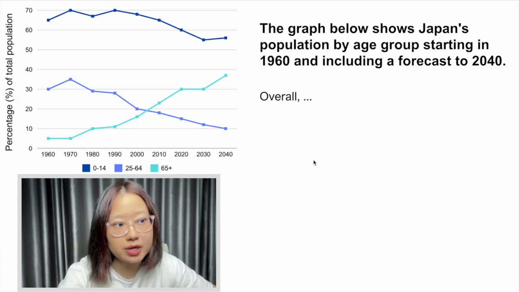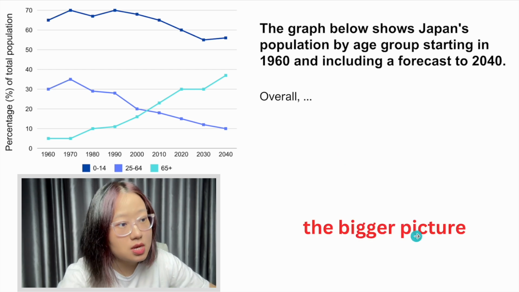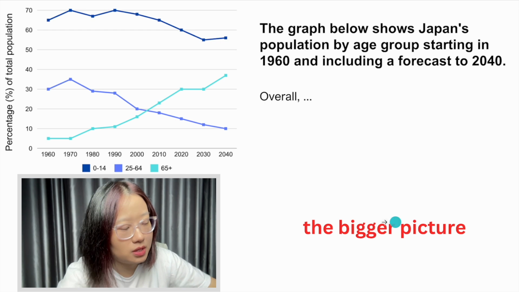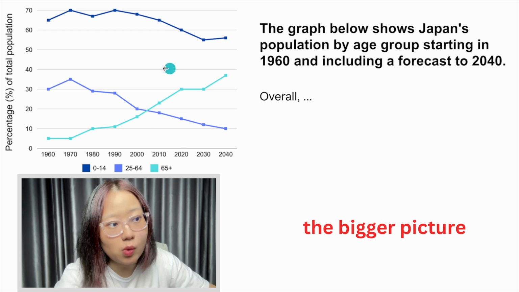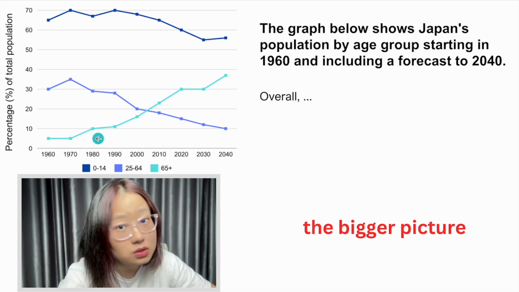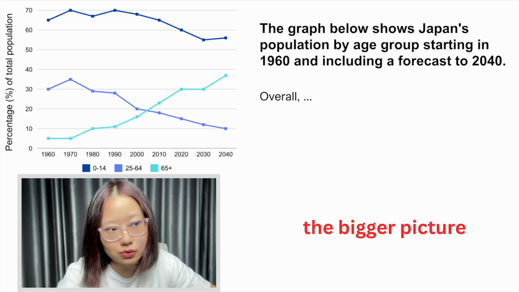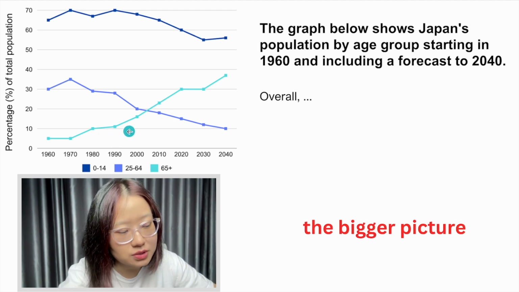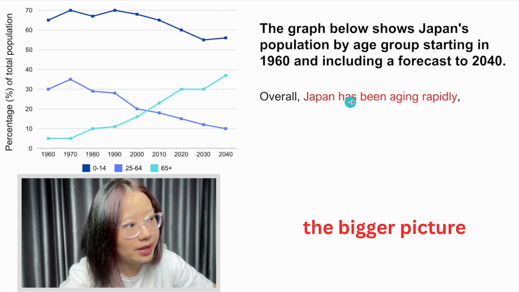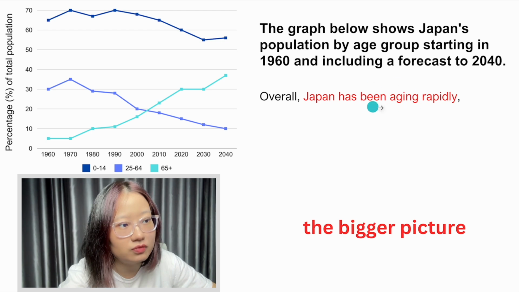Now, the overview paragraph. This paragraph should be about the bigger picture. Can you spot the bigger picture? What does this graph want to show us? Yes, these 2 categories decrease while this category increases. So what? What do the increases and decreases want to tell us? The graph wants to tell us Japan has been aging rapidly, right? This is the main purpose of this graph.